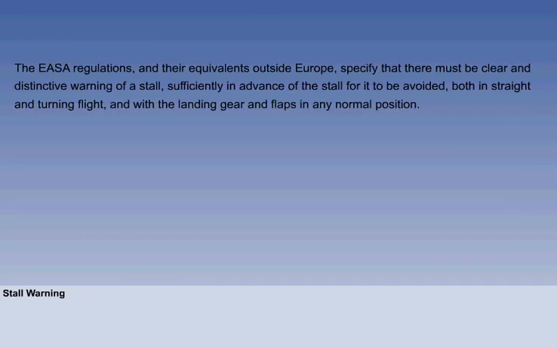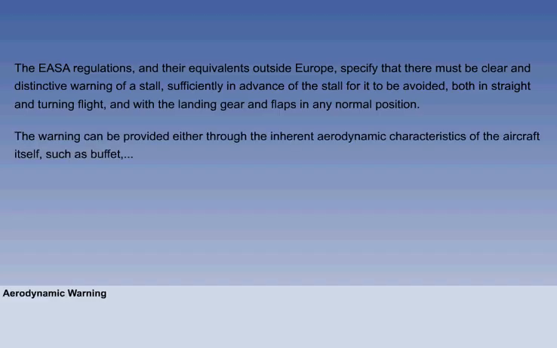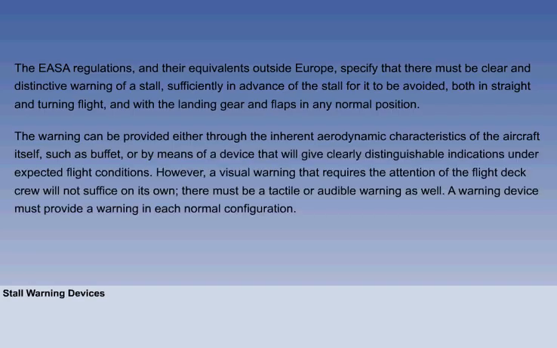The EASA regulations and their equivalents outside Europe specify that there must be clear and distinctive warning of a stall, sufficiently in advance of the stall for it to be avoided, both in straight and turning flight, and with the landing gear and flaps in any normal position. The warning can be provided either through the inherent aerodynamic characteristics of the aircraft itself, such as buffet, or by means of a device that will give clearly distinguishable indications under expected flight conditions. However, a visual warning that requires the attention of the flight deck crew will not suffice on its own.